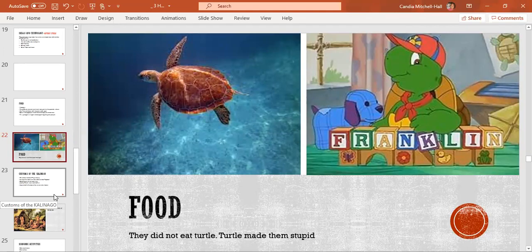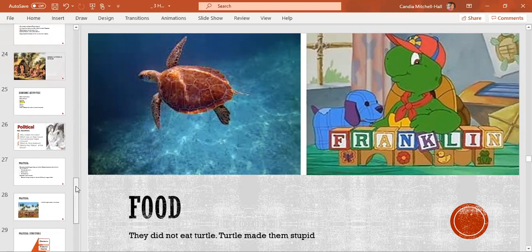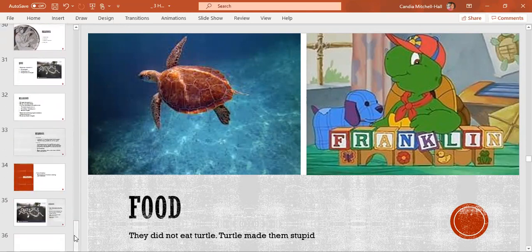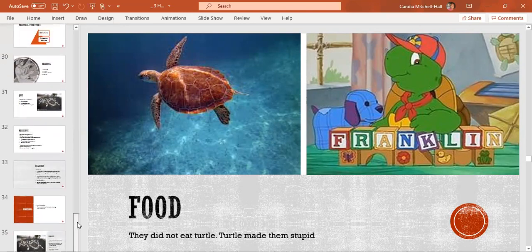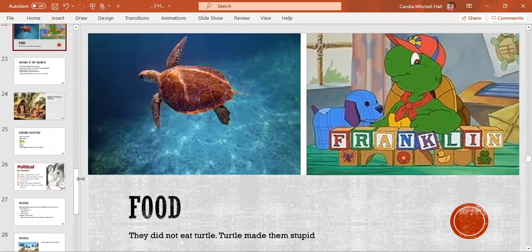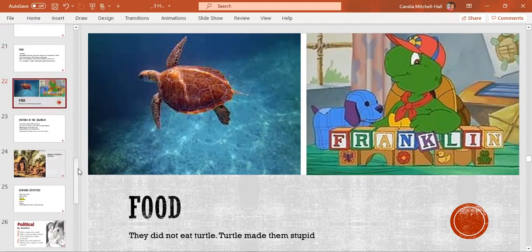I think the reason why the Kalinagos have such similar social activities is because when they captured those Taino women, they brought in their culture and the Kalinagos adopted that culture, and put some of the things they believe in into it, like thinking that the turtle is going to make them stupid. But remember, that is one exception.